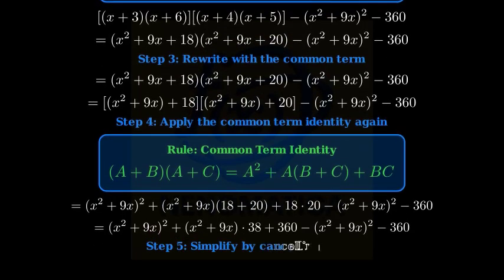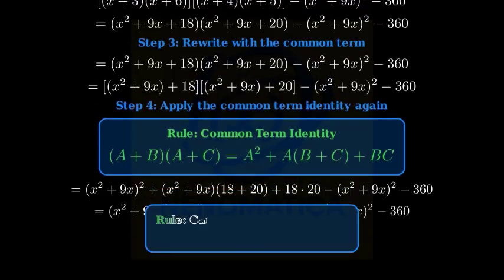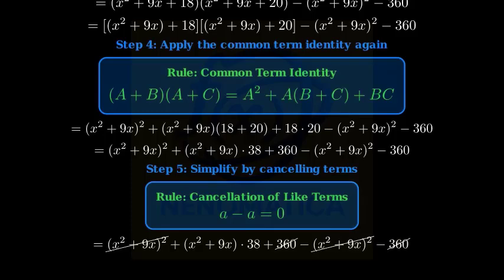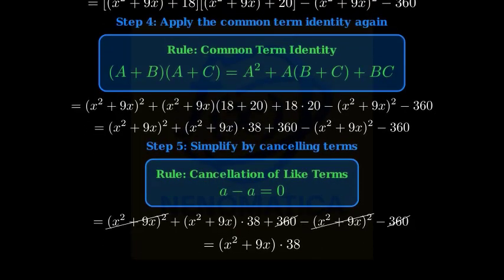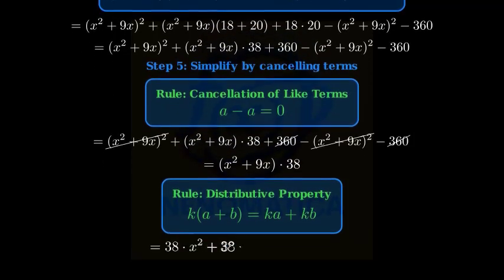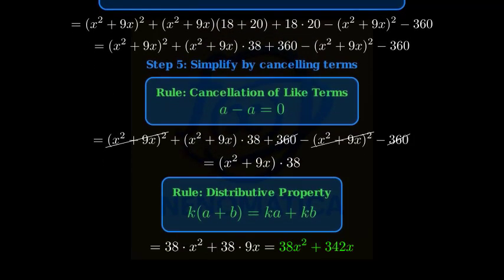Now, we'll simplify by canceling the common terms. The (x squared + 9x) squared terms cancel each other out. Also, 360 minus 360 equals 0. This leaves us with just (x squared + 9x) times 38. Distributing, we get 38 times x squared plus 38 times 9x, which equals 38x squared + 342x.